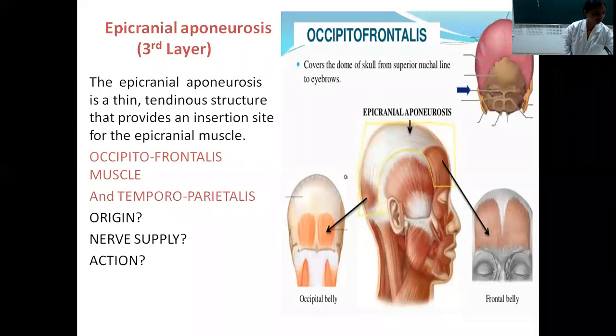Then the second muscle I told you, temporoparietalis. It is very variable, a very thin muscle, but it is present between the Galea aponeurotica and the ear. It is attached to the root of the auricle. The origin is usually the epicranial aponeurosis. It raises the ear, and it is also supplied by the temporal branch of the facial nerve. So this is the epicranial aponeurosis, that is the third layer.